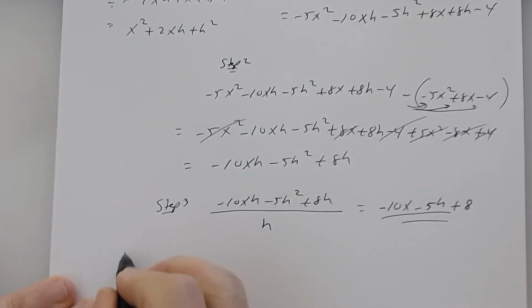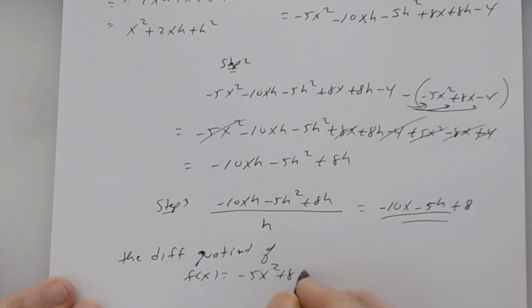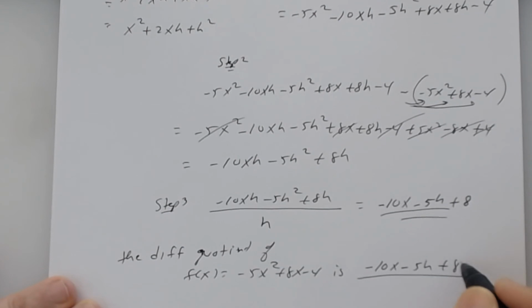So the difference quotient of f of x, which was this, is blank, and what goes into blank? Negative 10x minus 5h plus 8.